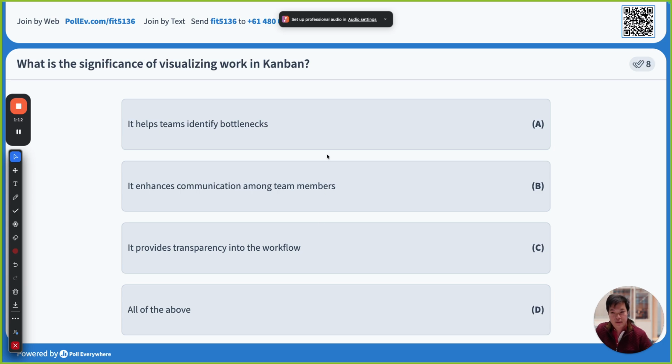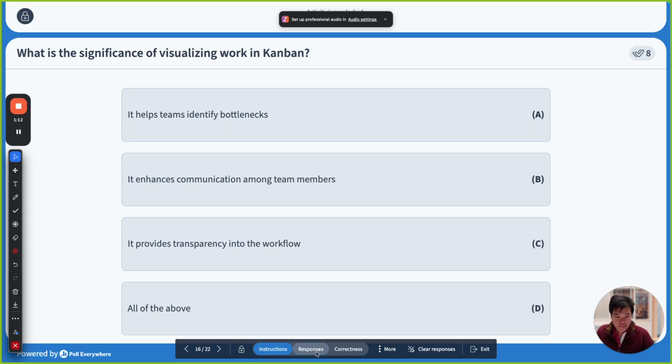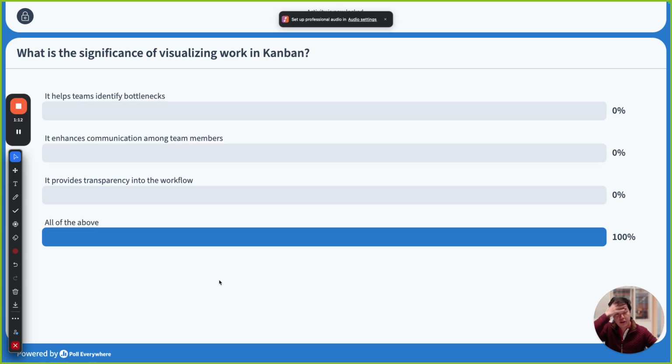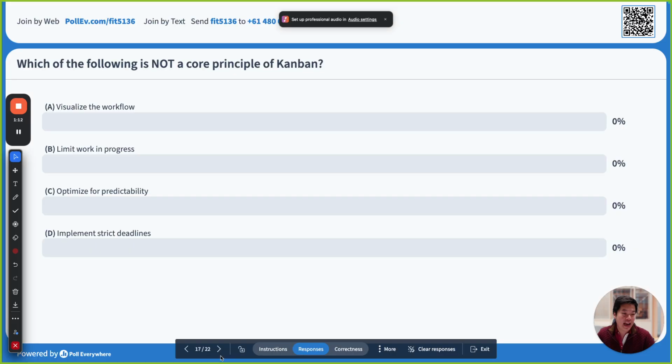All right. So the answer, I'm gonna lock it. The answer should be all of the above. Well done. It helps the team identify bottlenecks. It enhances communication among team members. It provides transparency into the workflow because we use the Kanban board. It's quite transparent. Everyone can access it.